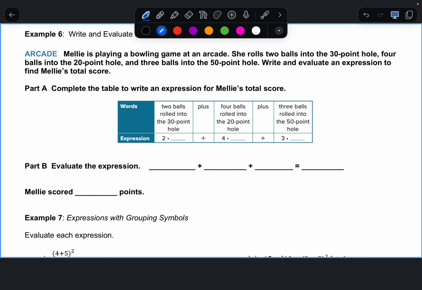$60, $80, $150. I'm so lost on this one. My brain is not listening. Okay, 2 times 30 is 60. And then 80. I wasn't really listening, so we're going to guess and go back to that. Okay. Do we say 290?